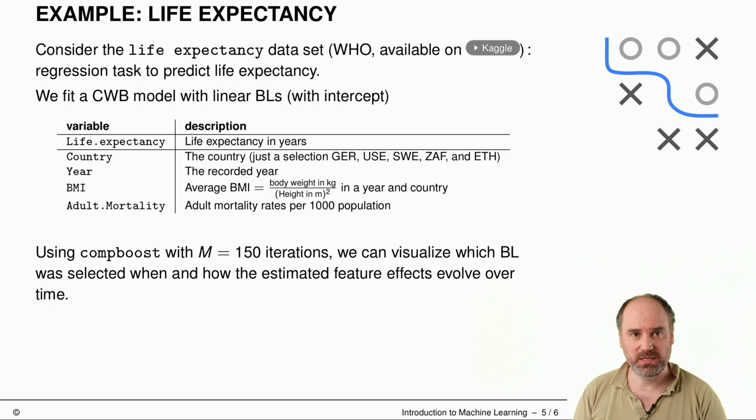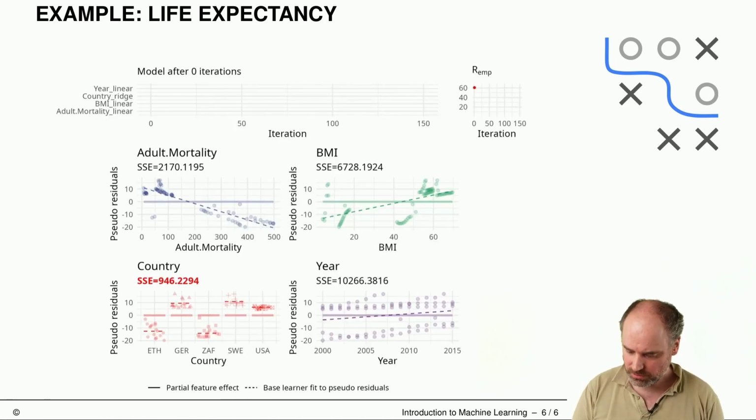So life expectancy in years, based on features like which country we are in, Germany, Sweden, and so on, the recorded year. Maybe there's a year effect. And we're also looking at things like BMI, so body weight divided by height squared, and some measurements about adult mortality. And we'll run our component-wise boosting with 150 iterations. We'll visualize that and see which features actually get selected, how the base learner effects develop over time, and so on. So let's do exactly that.